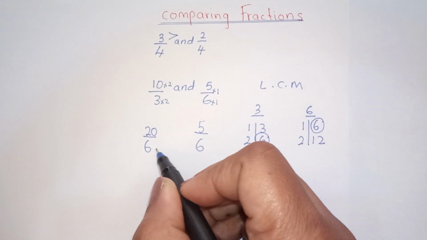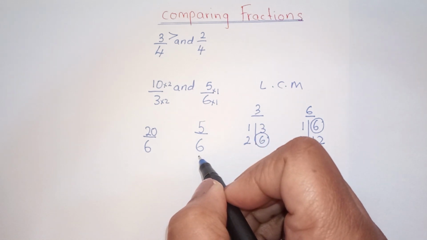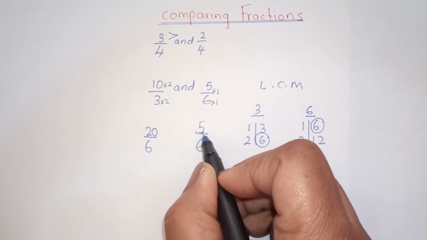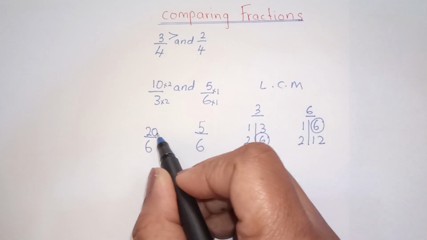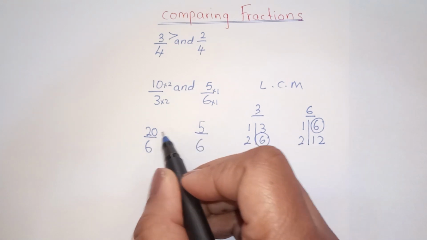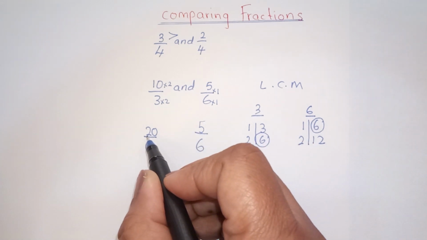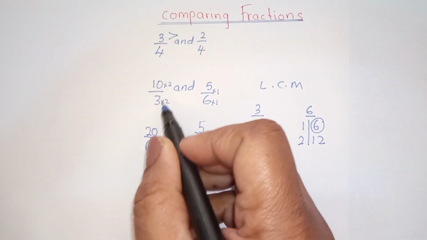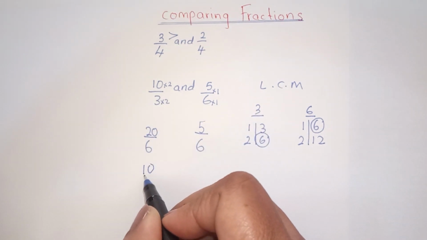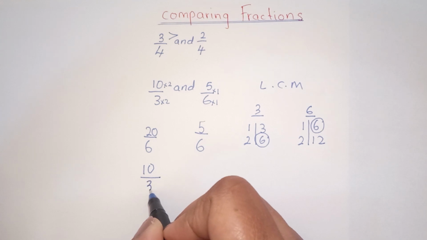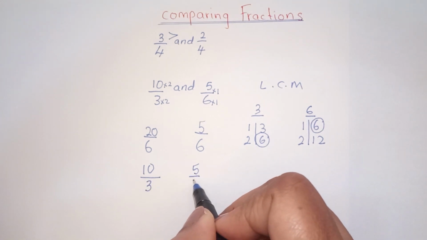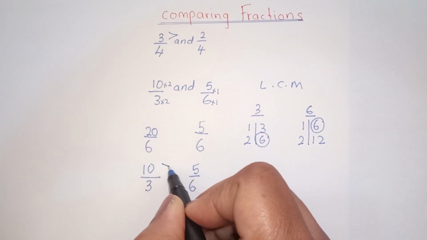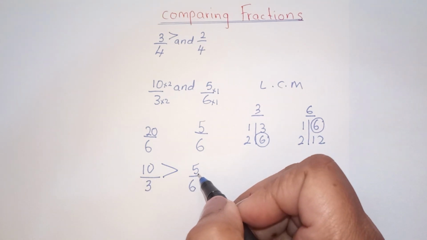So now we have two fractions with the same denominators. So we're going to look at the numerators. Which numerator is the biggest? This one, 20 is bigger than 5. So this fraction is supposed to be the greatest. So we're going to write it 10 over 3 and 5 over 6. So this fraction here is greater than this one.